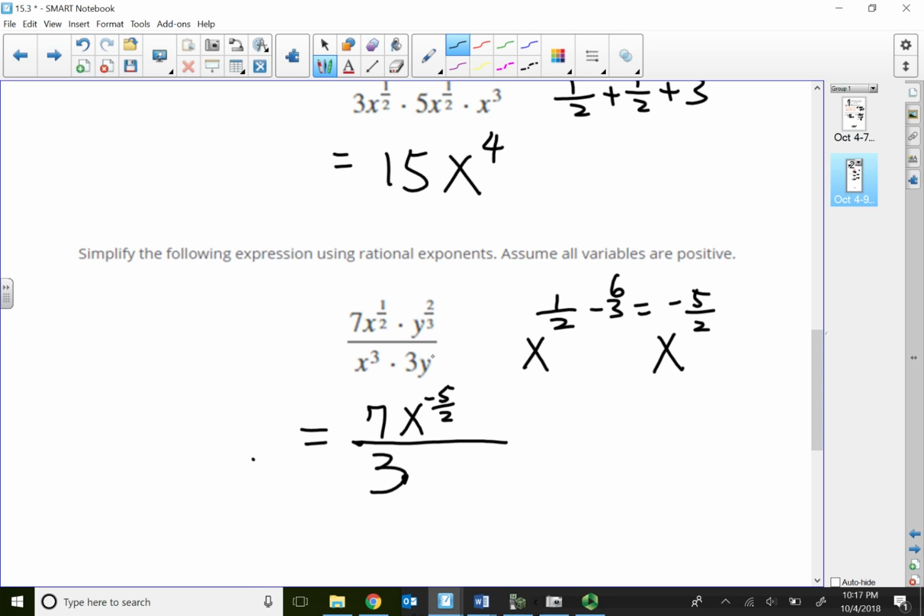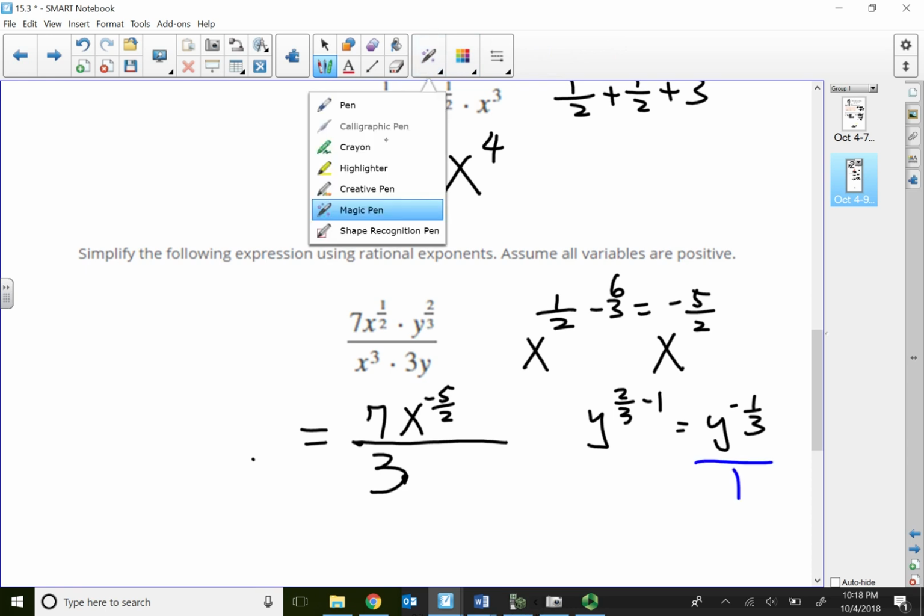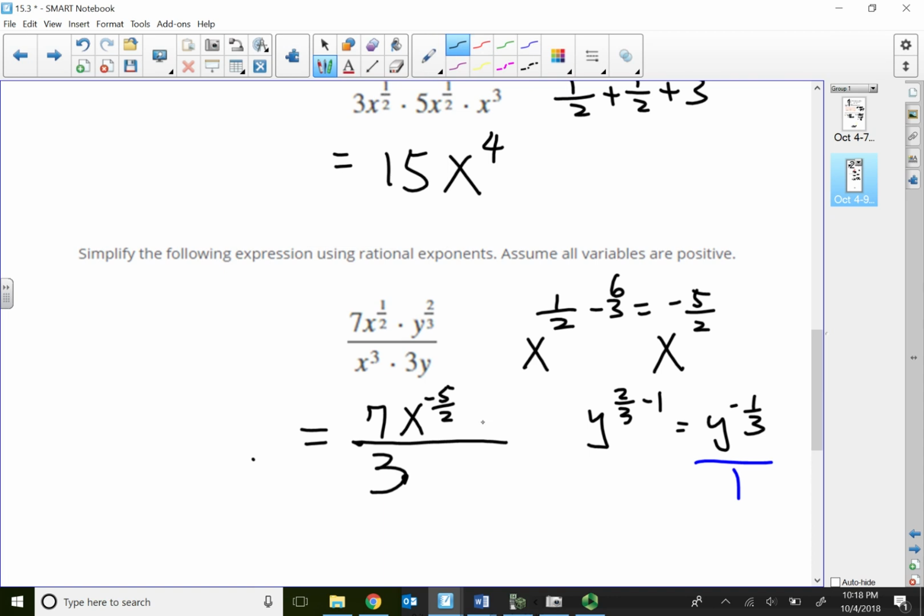All right. The y, again subtracting, this is 2/3 minus y to the first power. So that's 2/3 minus 1, which is y to the negative 1/3. So again, when I just write y to the negative 1/3 power, it actually puts the y on the numerator. So now I've got both the base x and the y with negative exponents. So both of those bases will be flipped to the other side.